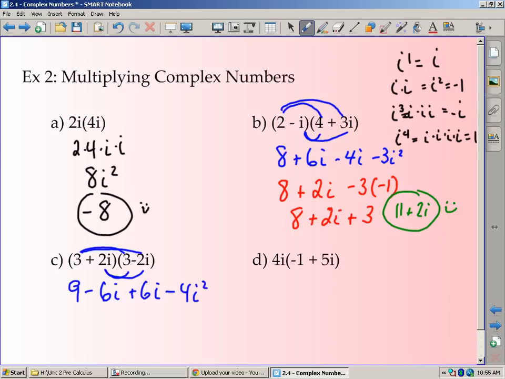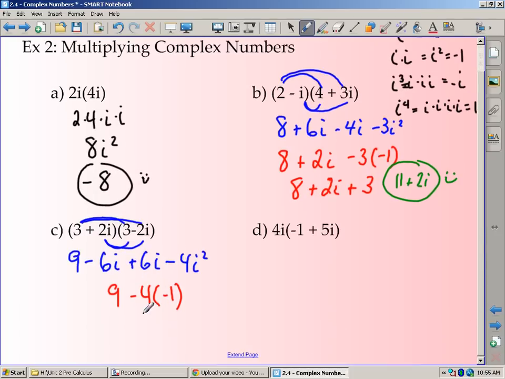With this, you'll notice that the negative 6i and the positive 6i cancel out, so I'm really left with 9 minus 4i squared, and remember i squared is really negative 1. So to complete this, if I multiply negative 1 times 4, I get 9 plus 4, which gives me an answer of 13 for this one.